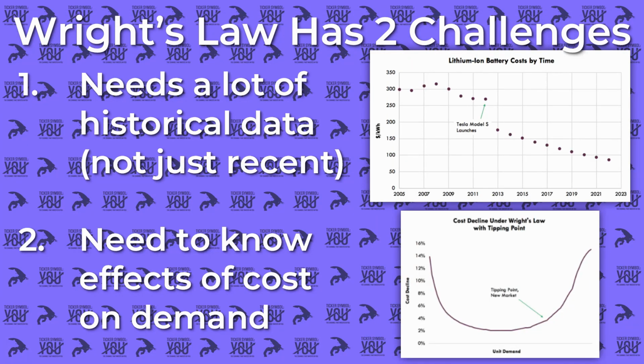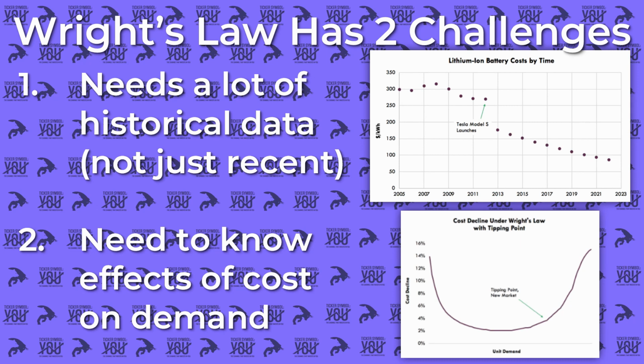It's important to note that Wright's Law is not without its own challenges. Challenge number 1 is that Wright's Law needs a lot of historical data and not just recent data to be an accurate predictor. So the more data you have, the better it becomes. Compare that to Moore's Law, where as long as you have 2 data points, you should be able to predict the decline every 2 years.